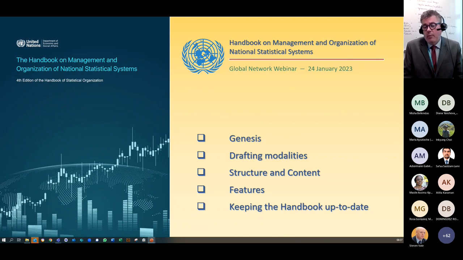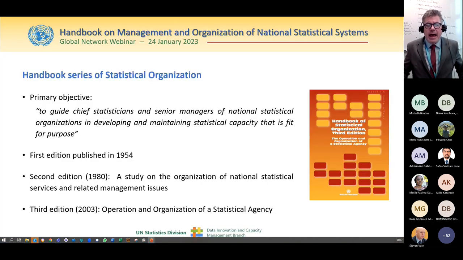And then we will discuss how to keep the handbook up to date. So this is a little bit the program of this next hour. The handbook on management and organization of national statistical systems is part of a series of handbooks that were called Handbook of Statistical Organization.